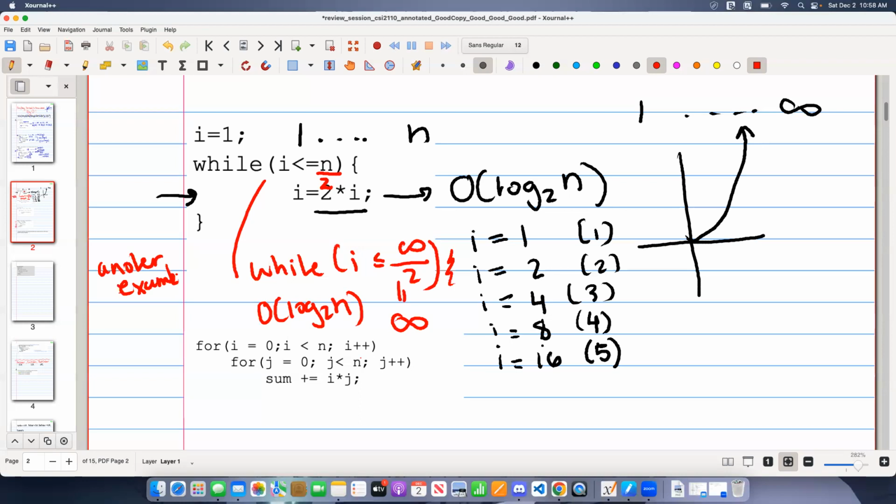So for instance, when I is less than or equal to infinity over 2, I is equal to 2 times I? Yeah. Okay, that's actually a good concept. I'll just write it here. While I times 2 is greater than or equal to infinity divided by 2, and then you still have the I times 2 here.